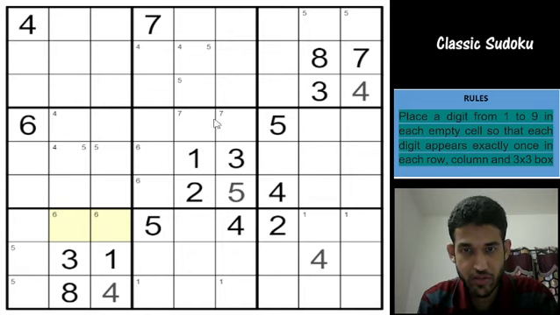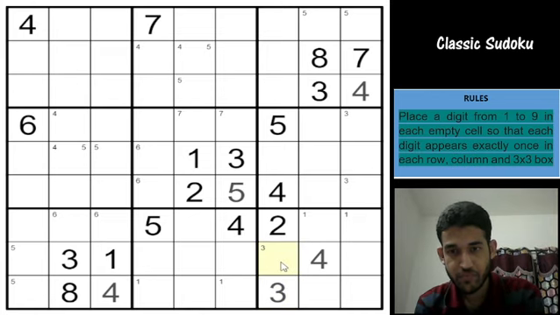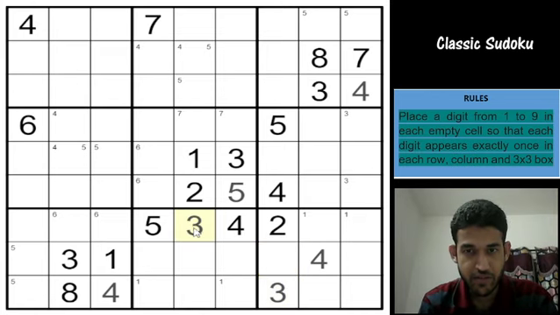Okay, we can do something with the 3s, I think. 3 is in row 5, 3 is in column 8, so 3 goes in one of these two cells. And that gives a 3 in one of these two cells in column 7. Standard classic stuff, but 3 is removed from this cell because of the 3 here. So this cell has to be a 3, and that in turn gives a 3 here.